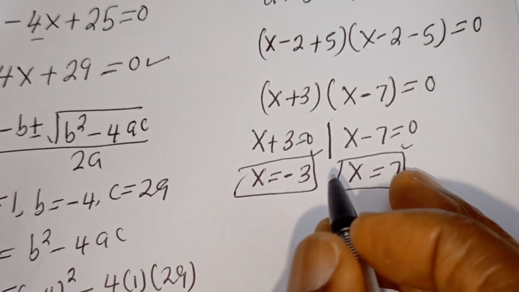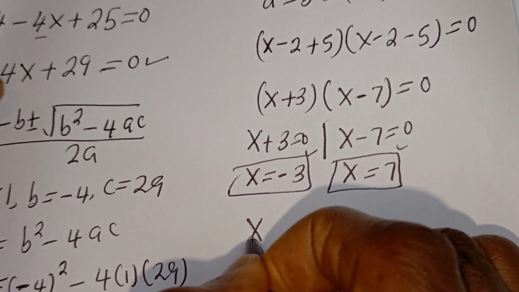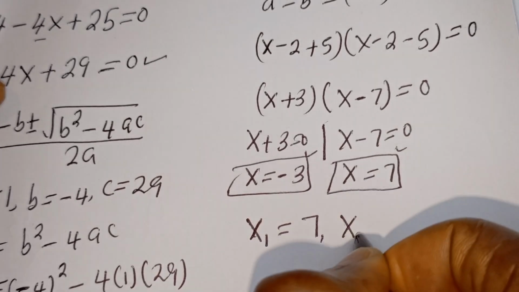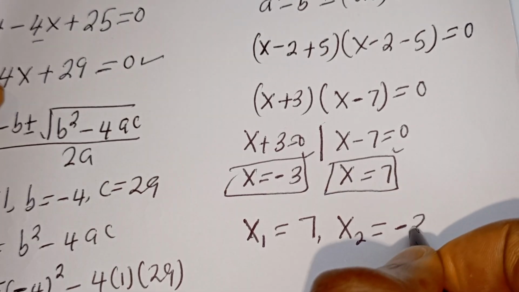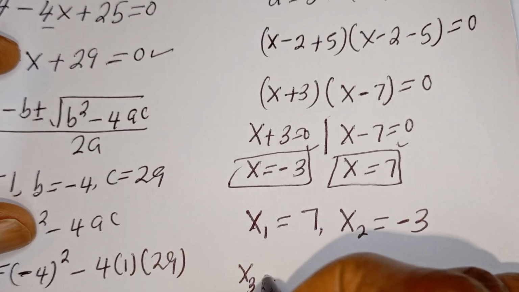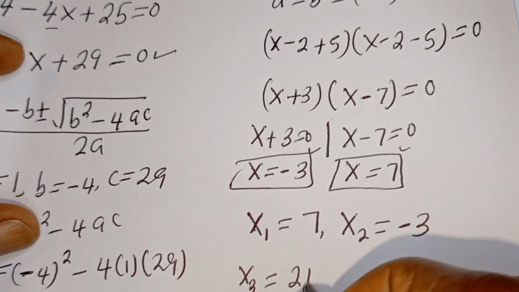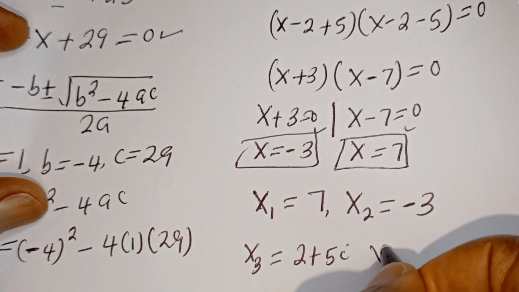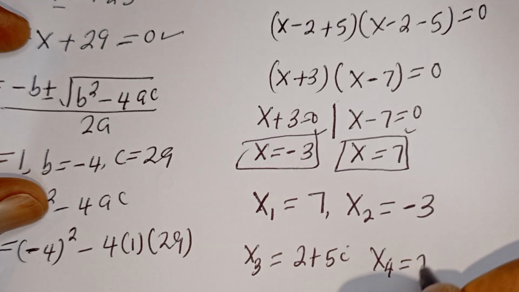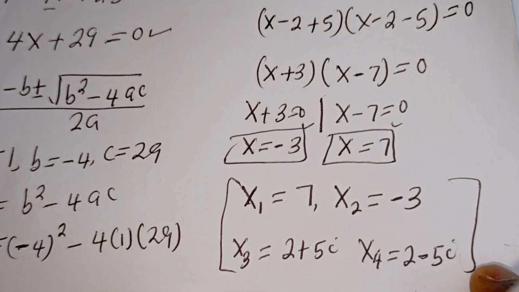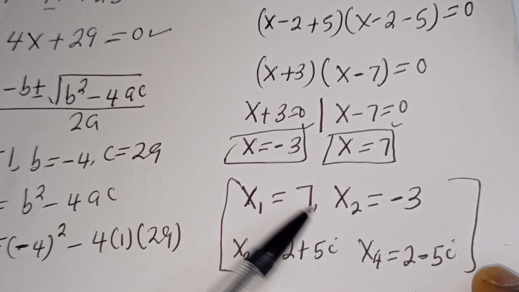Therefore, our final answers are x1 is equal to 7, x2 is equal to minus 3, then x3 is equal to 2 plus 5i, then x4 is equal to 2 minus 5i. Then from here, you can see that we have two complex solutions and two real solutions.